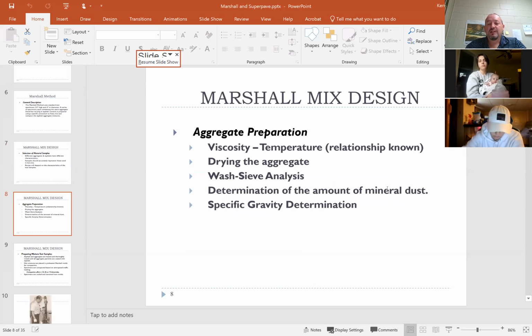Typically, one of the things we want to do with the aggregate is a wash test, just like we did in class. And we want to determine the amount of mineral dust. Another way to put that is determine the amount of material passing the 200 sieve, just to make sure there's not too much there that would inhibit a good bond between the aggregate and the asphalt. And of course, specific gravity would need to be determined, or we could obtain that information from the quarry.